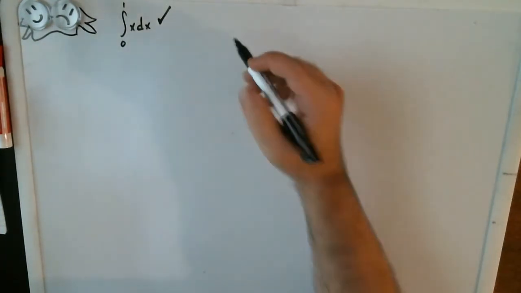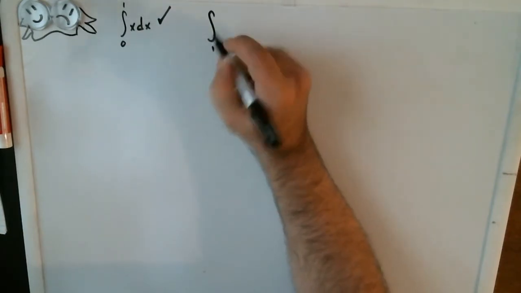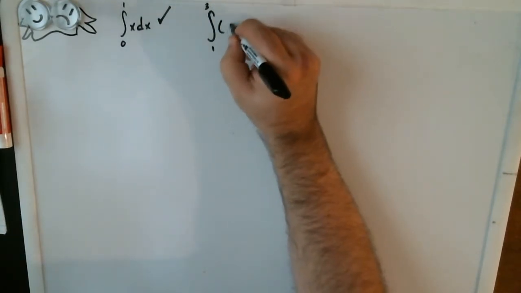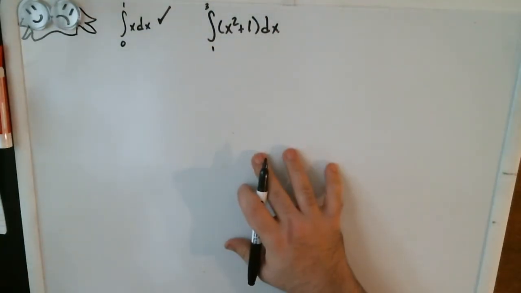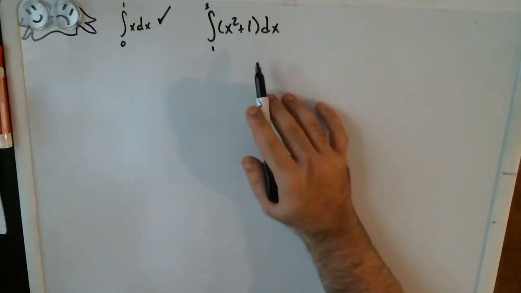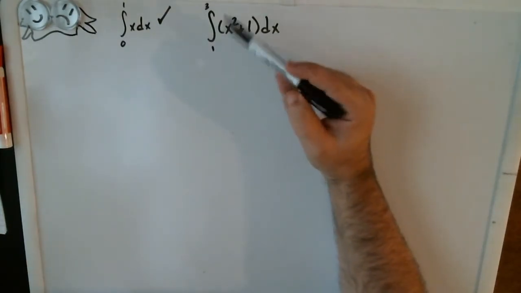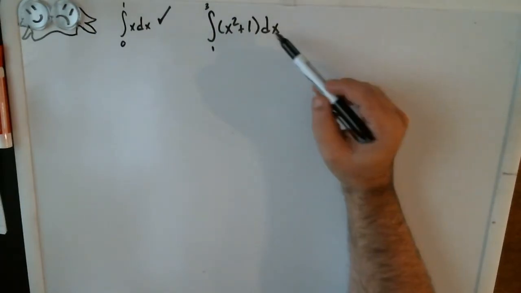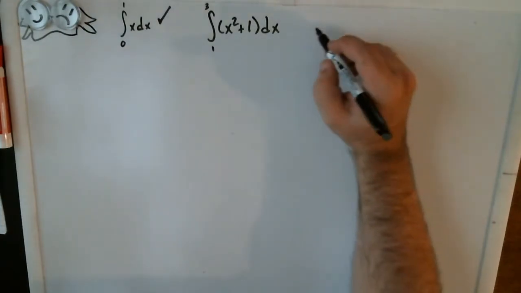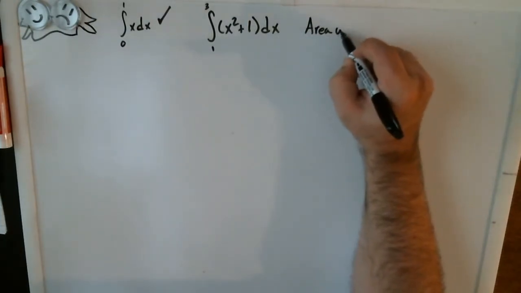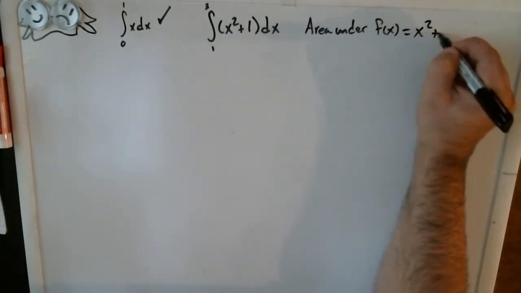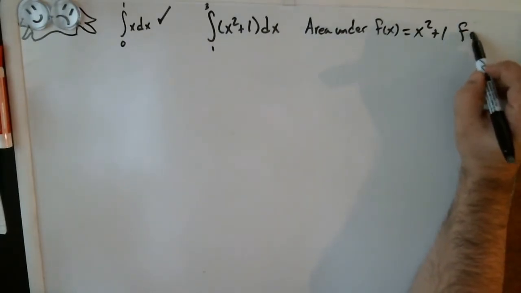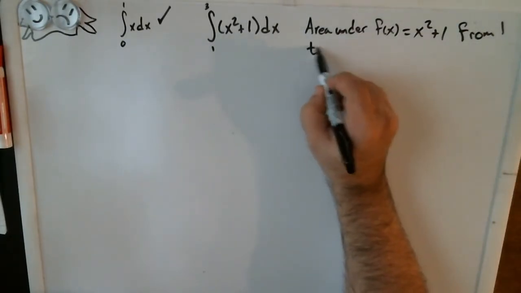So now I want to pose another problem, and I want you to take a few seconds to try to translate this into plain words. Okay. So to just read this, this is the integral from 1 to 3 of x squared plus 1 with respect to x. As far as the problem goes, what am I trying to calculate here? It's the area under f of x equals x squared plus 1, from 1 to 3.